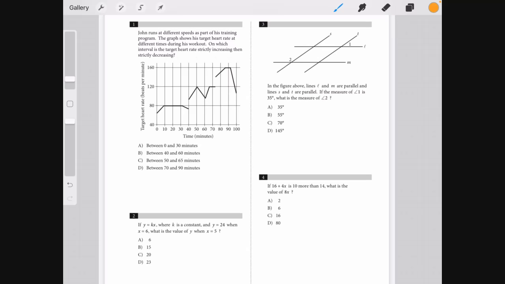So A is between 0 and 30 minutes. So let's go to the 0 and 30 minutes. You see we have an increase here and a decrease here, and there's a constant here. It's not strictly decreasing or strictly increasing. Between 40 and 60 minutes, you see in this case, increase, decrease. So B is the answer.